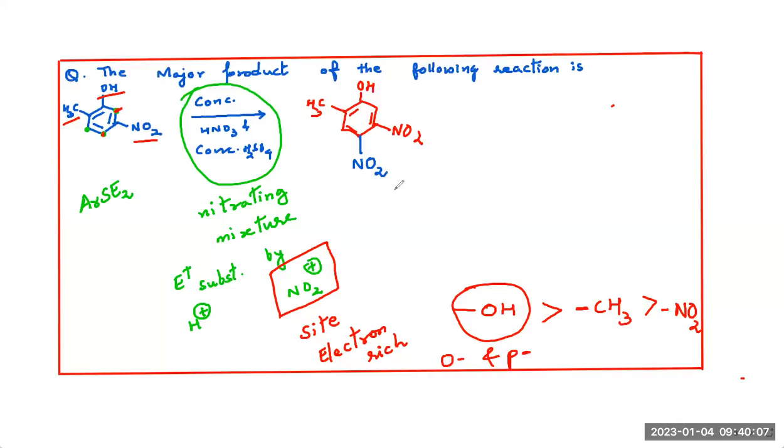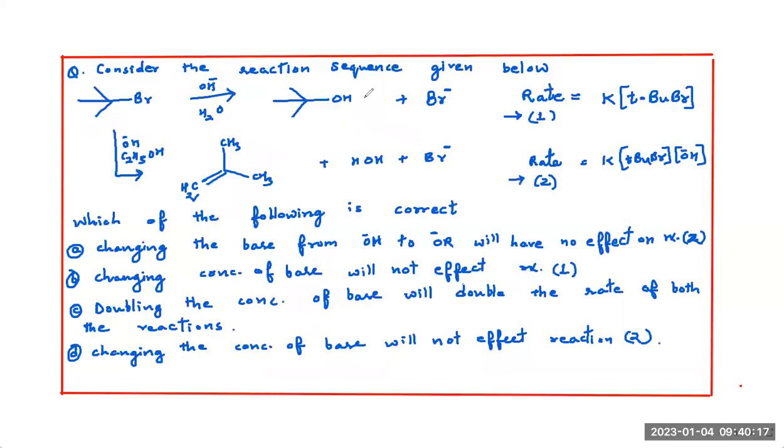So this becomes the major product. This is a question in your book, Alcohol Phenol Ether, in NCERT. Now we come to this reaction. We consider the reaction sequence given below.